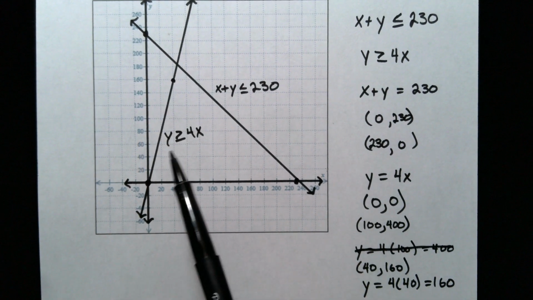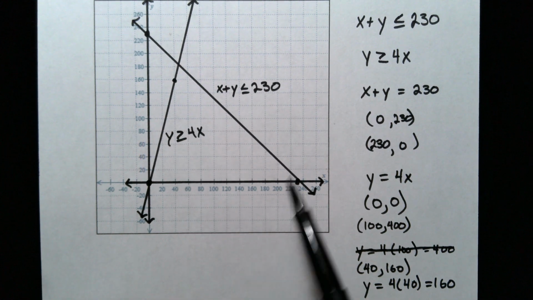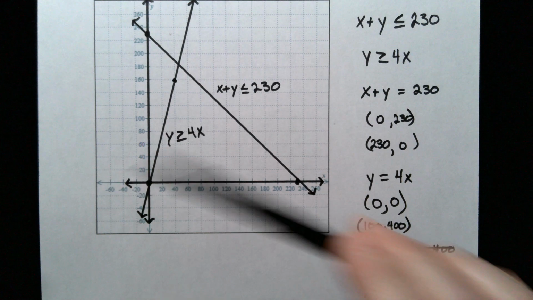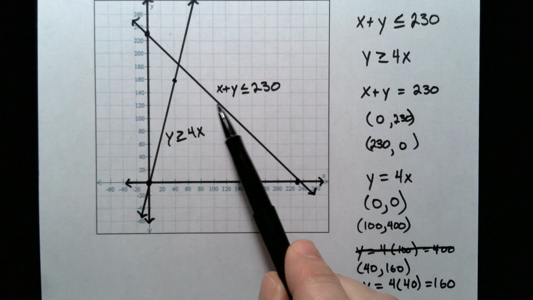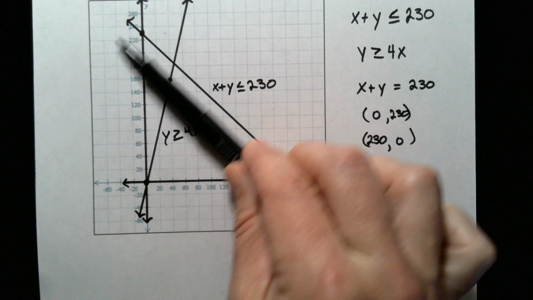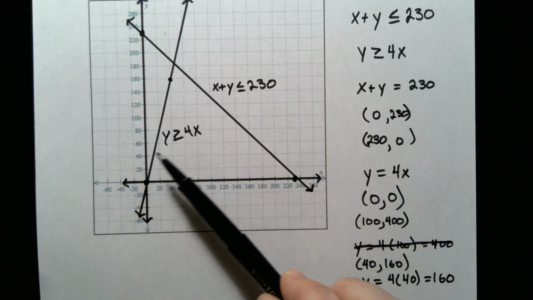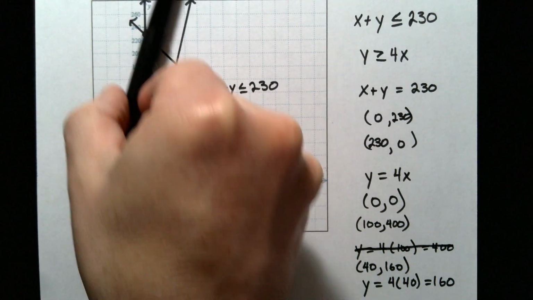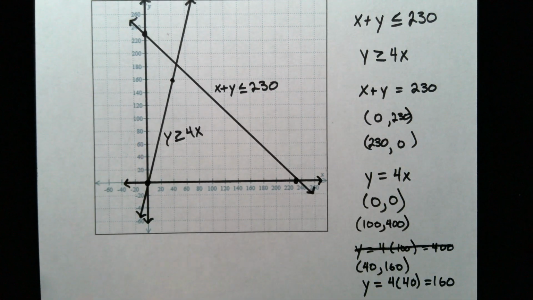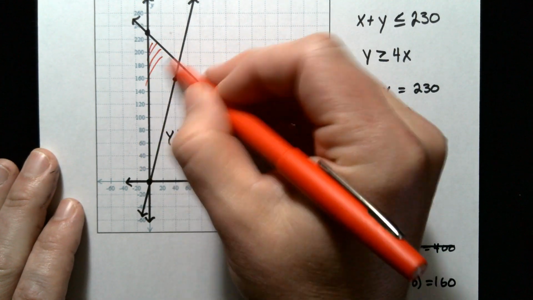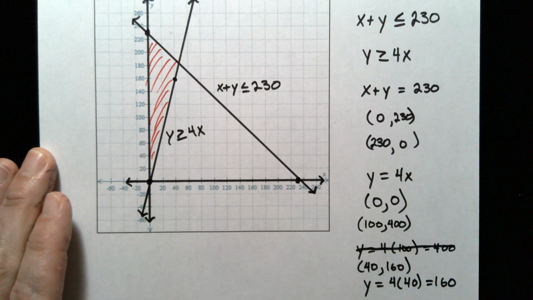Okay, there's the line. I have the 2 lines here, and remember we have to stay in the first quadrant because y is greater than 0 and so is x, so it's got to be in here. This line is x plus y is less than or equal to 230, so I'd be shading below this line. But this is y is greater than or equal to 4x, so I'd actually be shading above this line up here in this region. So below this line and above this line, there's my shaded region. And that's it.